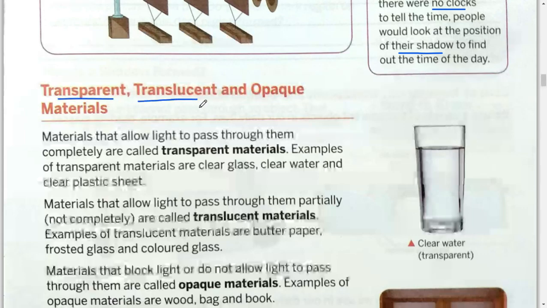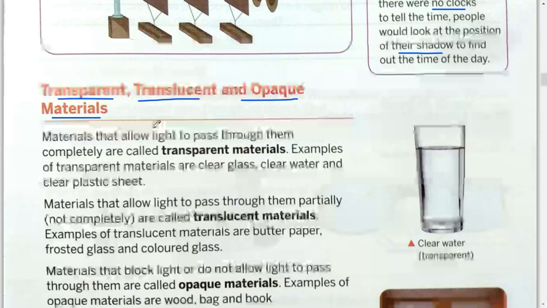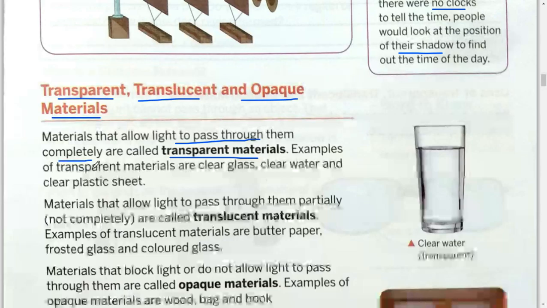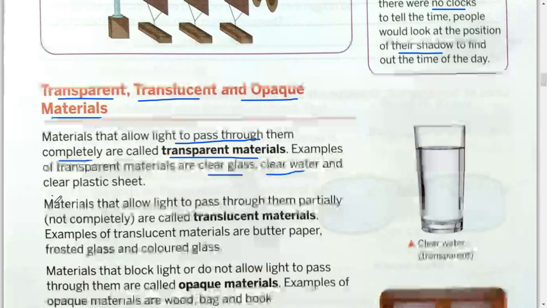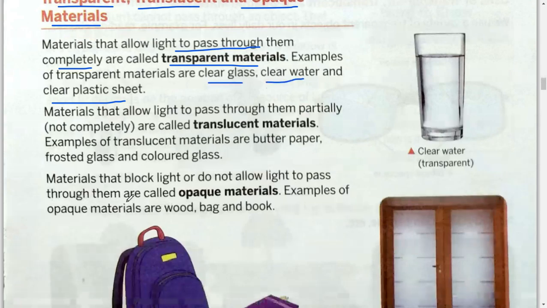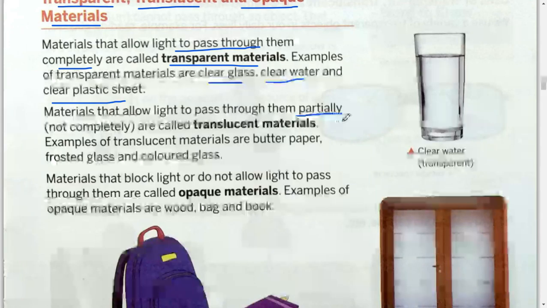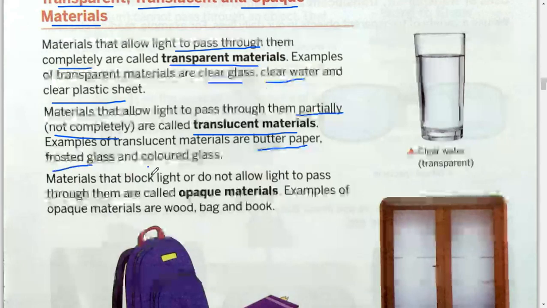Transparent, translucent, and opaque material. Materials that allow light to pass through them completely are called transparent materials. Examples of transparent materials are clear glass, clear water, and clear plastic sheet. Materials that allow light to pass through them partially, not completely, are called translucent materials. Examples of translucent materials are butter paper, frosted glass, and colored glass.